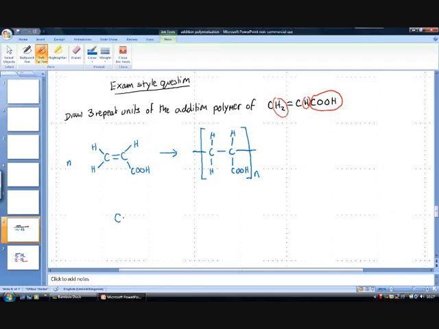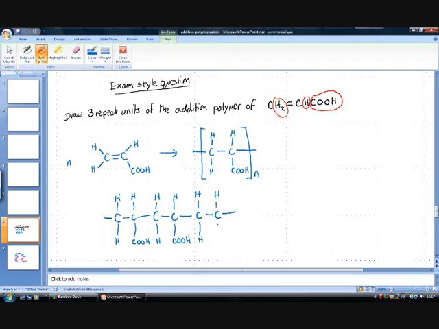Now it's asked for 3 repeat units. Now what we've got in the square brackets is the repeat unit. So we just need to link 3 of those together, a bit like cutting and pasting. That's one of the repeat units. Now we just need to take another one of the repeat units and another one of the repeat units to make our total of 3, like the question's asking us for.